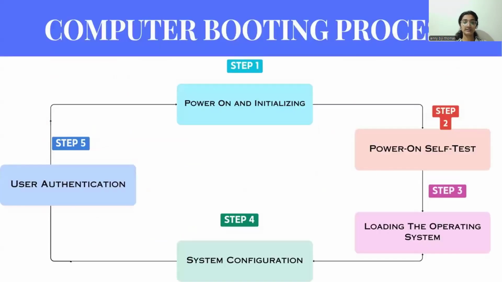Now let's go to the flowchart. Computer booting process. Finally, here is the flowchart. When we power on a computer, it follows several steps before the desktop appears. First, power on and initializing. Then, BIOS and UEFI loads the basic settings. The system performs a POST, which is a power on self test to check hardware. It then loads the operating system from the storage drive, and then system configuration. Then the last, we see the user login authentication. And finally, the desktop interface is fully loaded and ready for use.